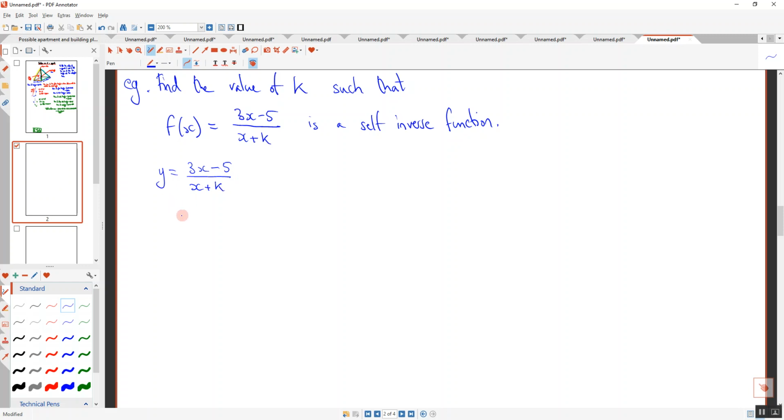So, I've got my y equals, I swap my x and y's. x equals 3y minus 5 over y plus k. Right, next step. You multiply by y plus k, so I get x times y plus k equals 3y minus 5. Next step.